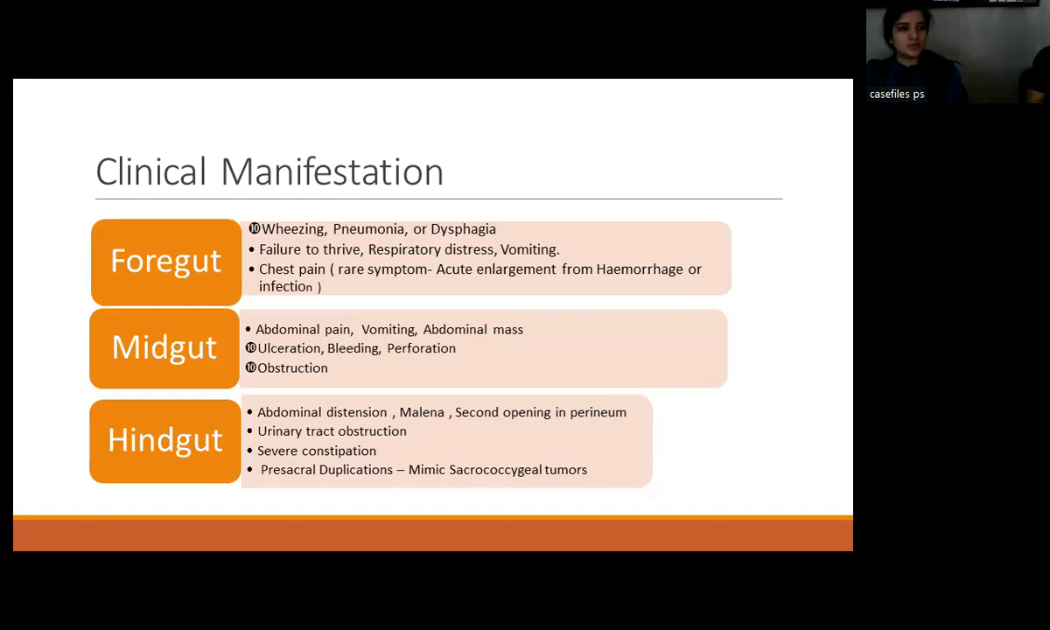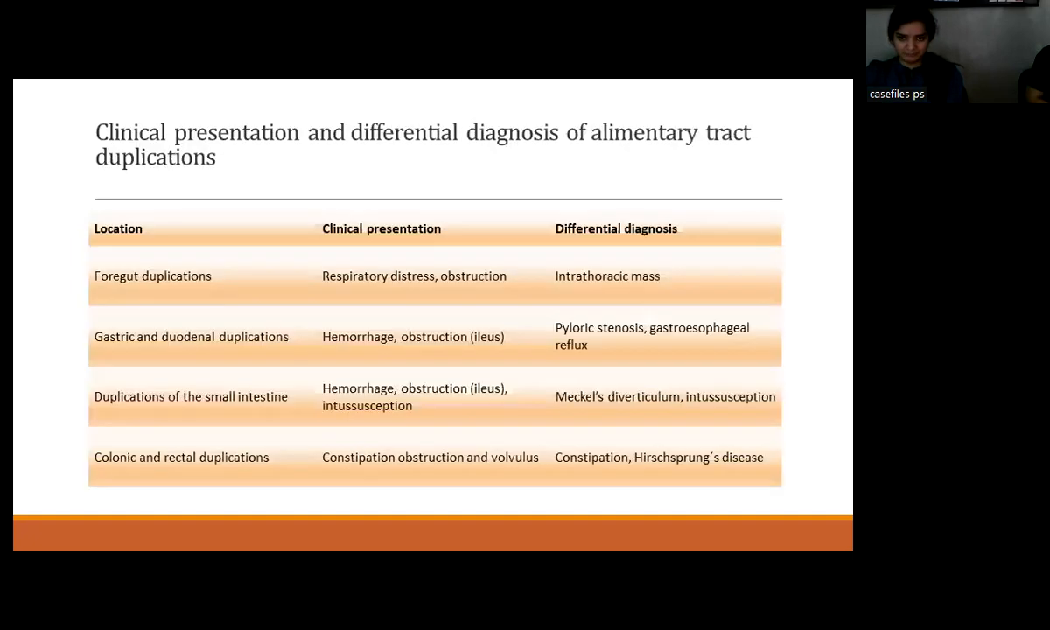Hindgut duplications are mostly associated with tail-caudal duplications, so they can have genitourinary abnormalities, or sometimes they are large enough to cause mass compression of the urinary tract or the rectum, presenting with urinary tract obstruction and severe constipation. Sometimes they present in the presacral region and mimic sacrococcygeal tumors.